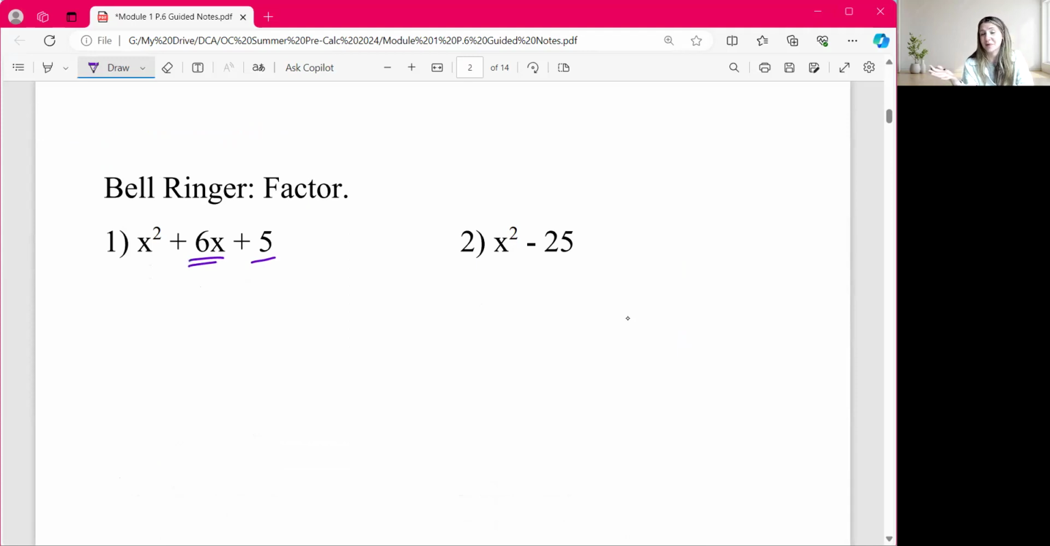So I need two numbers to multiply to 5. That's got to be 1 and 5. And they add to 6 as well. So that's awesome. That's my factored form. This is the standard form, factored form. They do the same thing, mean the same thing. They're just written in different forms.